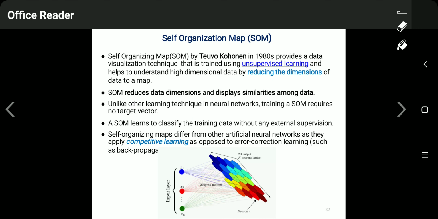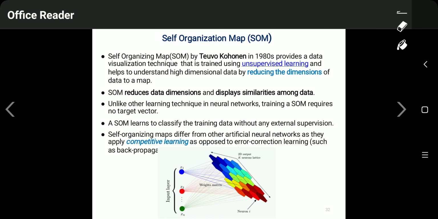Now, Zoom, it reduces the data dimension and displays similarity among the data. Just see here, we have a large amount of data set. Using that large amount of data set, the traditional statistical techniques are not able to analyze it. So this is the curse of higher dimensionality. So can we reduce this higher dimensionality to lower dimensionality?